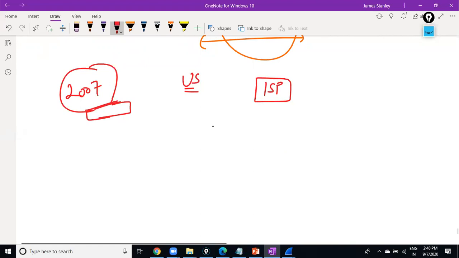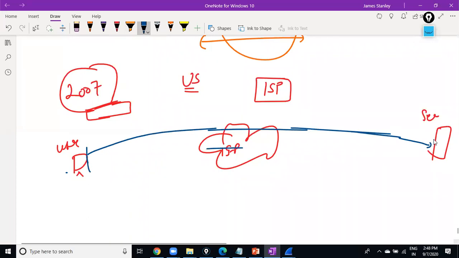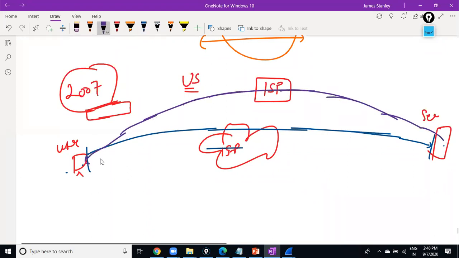Actually, when the internet started, let's consider this is a user and this is one of the servers, and this is the ISP, the internet service provider. With the help of the ISP, the user does the three-way handshake with the server, giving a direct connection between user and server. Users used to download the files directly without the ISPs knowing.